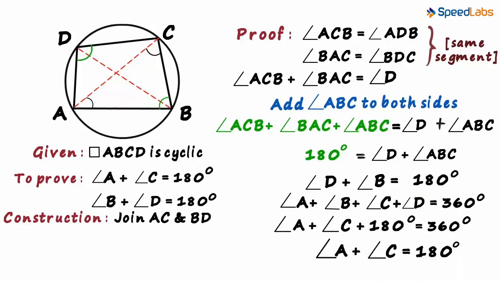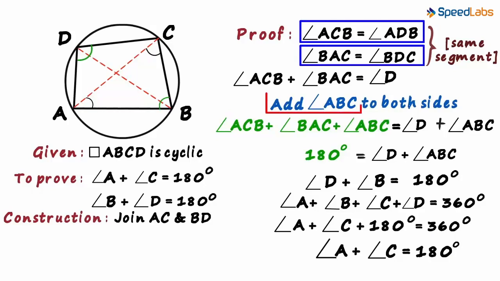This was a bit long, but remember, the most important part of the proof was to look for equal angles in a segment and adding an angle to get the sum of all angles of one triangle.